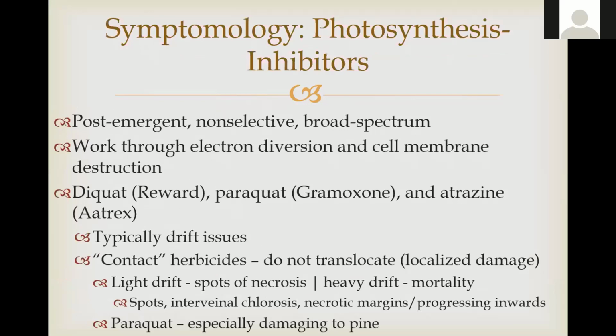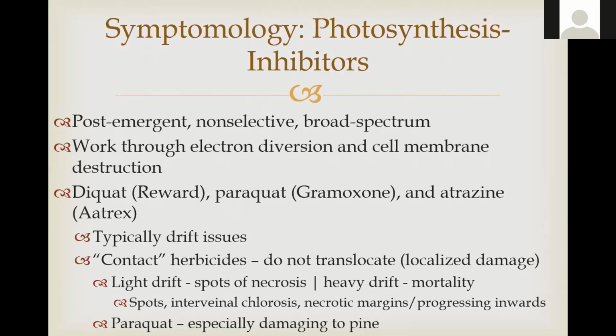We get over into the photosynthesis inhibitors. These are really interesting. We don't use really any of these in forestry, but they're really interesting in the way they work. They're post-emergent, non-selective, and broad spectrum. They're called contact herbicides for a reason. Basically, you get it on that leaf or foliage, vegetation period, and it doesn't translocate. It basically kills it right there.